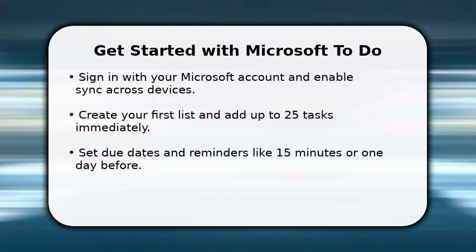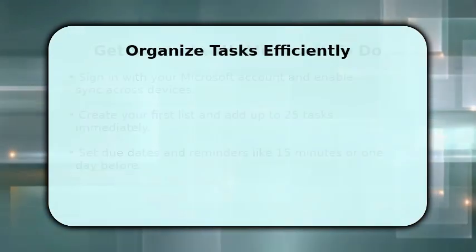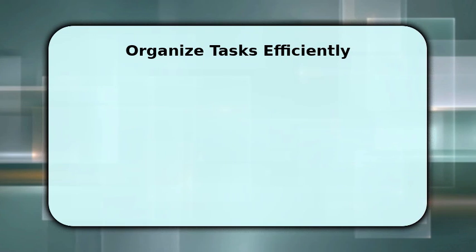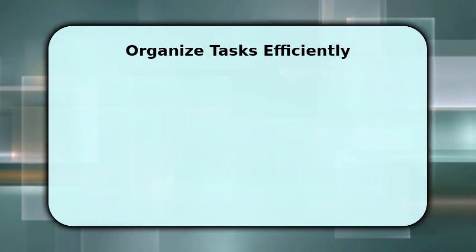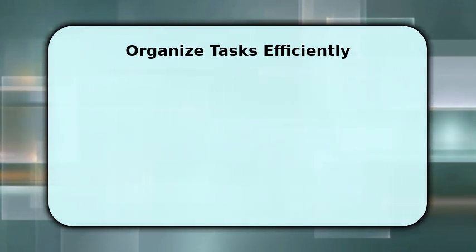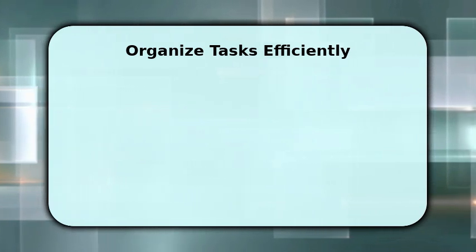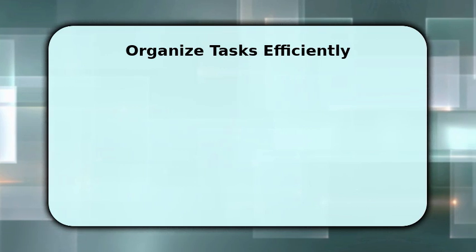Group related tasks into 3 to 5 lists such as work, personal, and shopping. Use meaningful list names so you scan your day fast and clearly. Within a task, add steps to break work into subtasks for better focus. You can include up to 25 steps to map complex tasks into small actions.